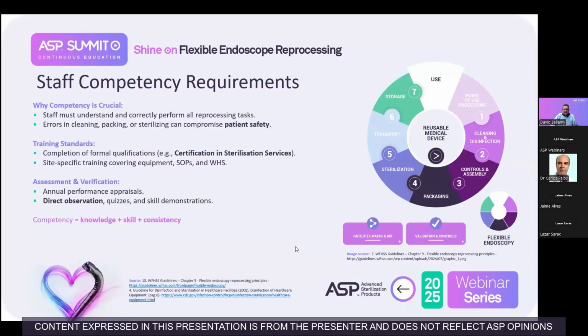So there's formal education that forms part of this. There's also site-specific training, which covers equipment, safe operating procedures, and of course, work health and safety. And then you've got your annual performance appraisals, done through direct observation, quizzes and skill demonstrations. Something that came out of one of the guidelines was that competency equals knowledge plus skill plus consistency.